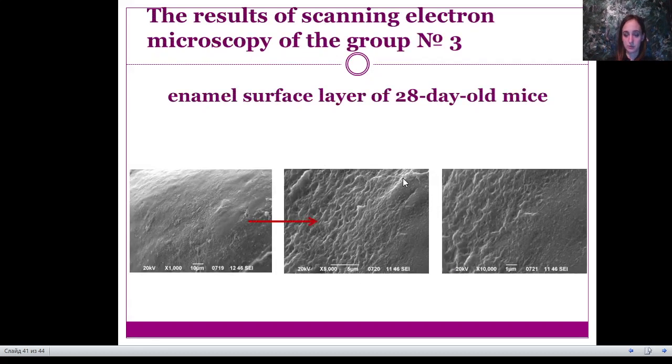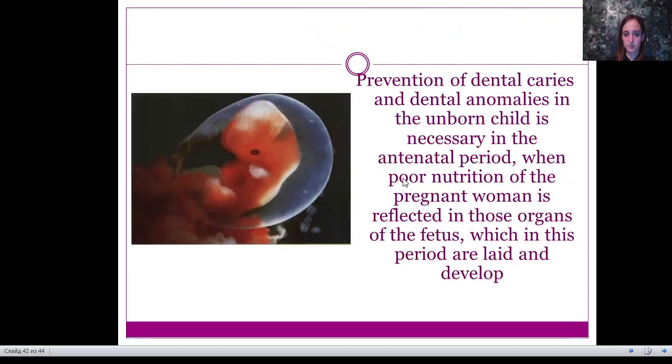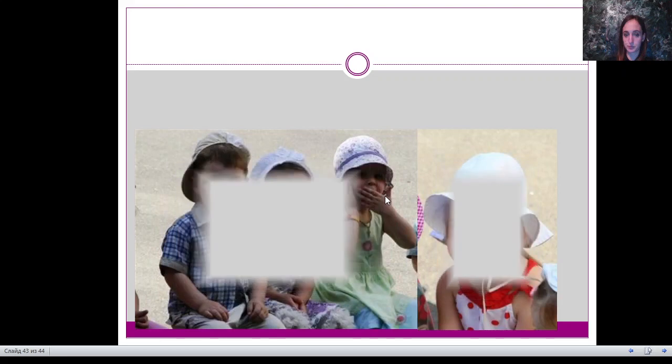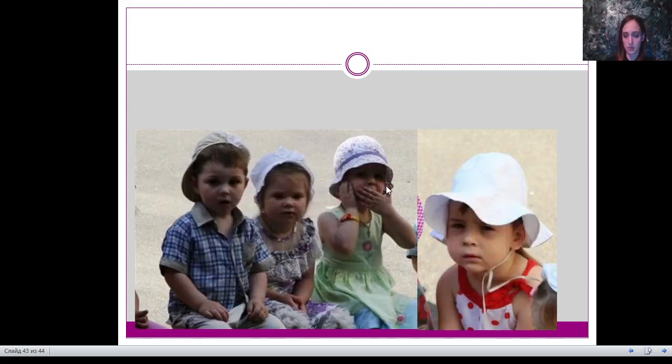Then prevention of the dental caries and dental anomalies of the unborn child is necessarily in the antenatal period, when pregnant women have, for example, poor nutrition, and this reason is reflected in those organs of the fetus, which in this period are laid and develop. And we have other part of our lecture.